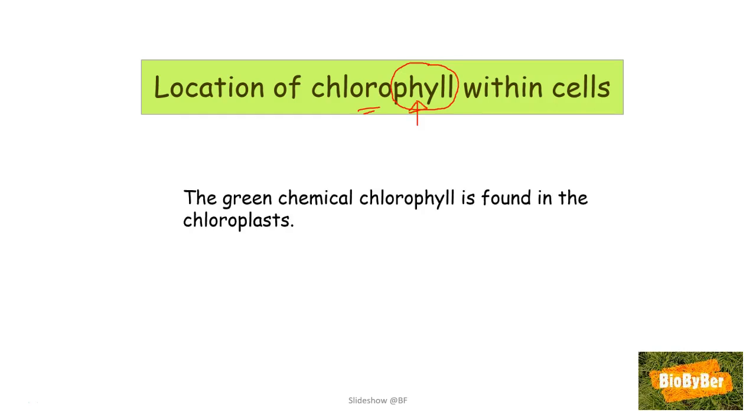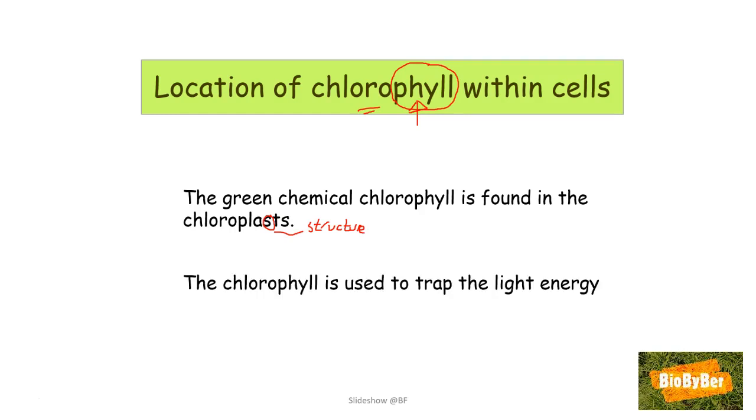It is kept in the chloroplasts, which are little structures or little organelles inside cells. S in structure, S in chloroplasts. So the green colour, Phil with the green face, is the chlorophyll, and the chloroplasts are the structures where the chlorophyll is to be found. The chlorophyll is used to trap energy.